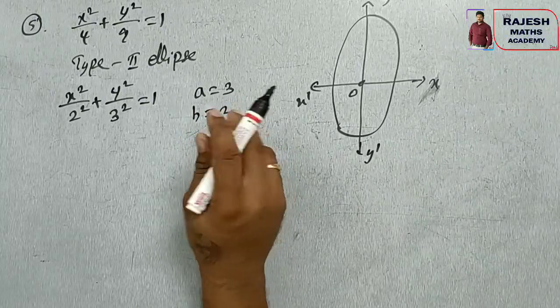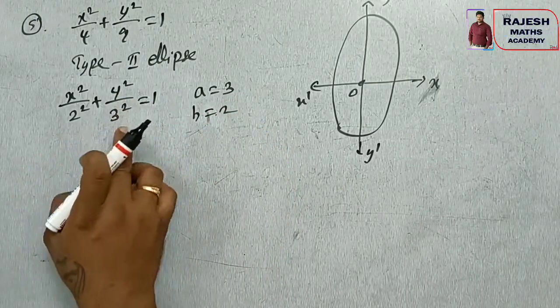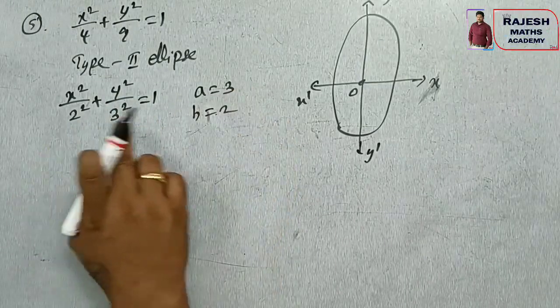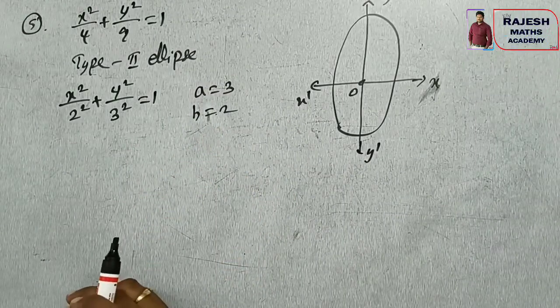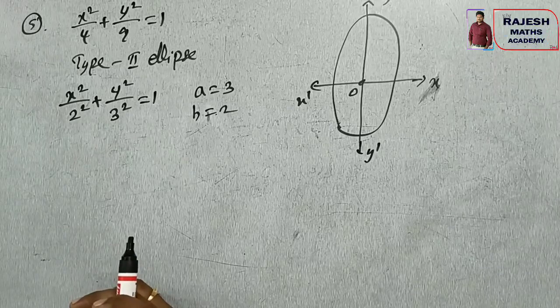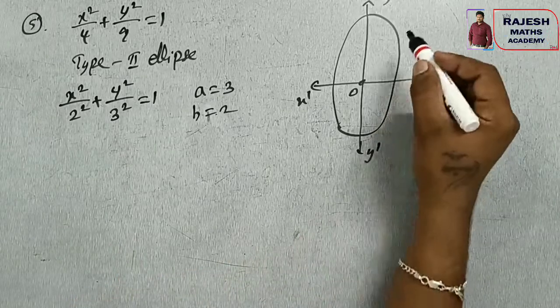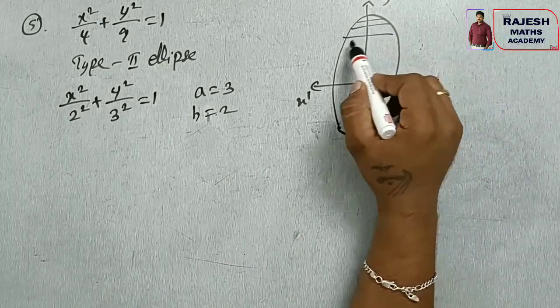Clear? a equal to 3, b equal to 2. So the largest value must be a, the smallest value must be b. So a equal to 3, b equal to 2. So now how to calculate the area? Here we are going to calculate the total area.